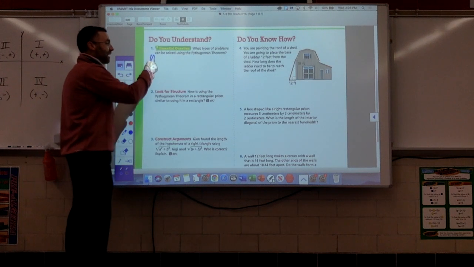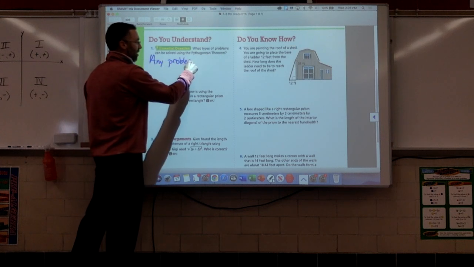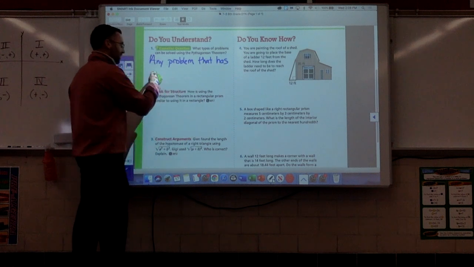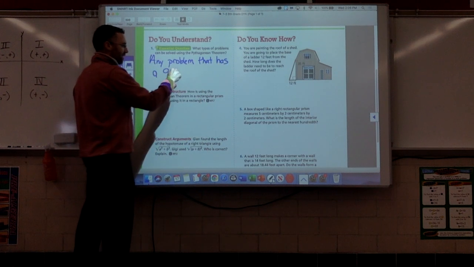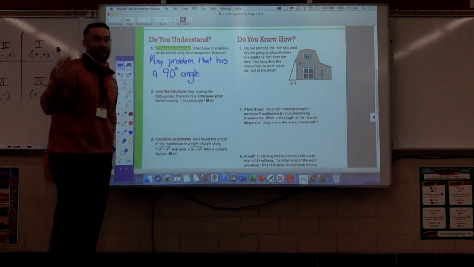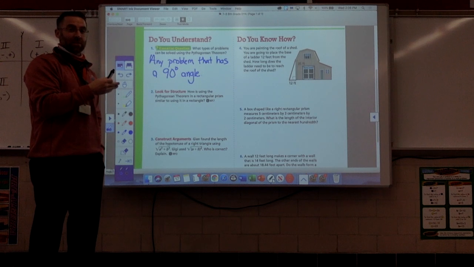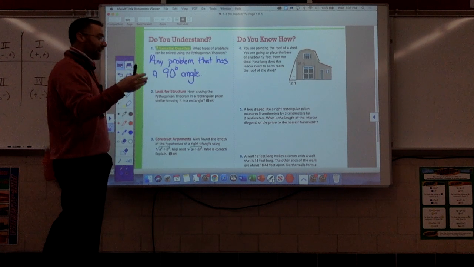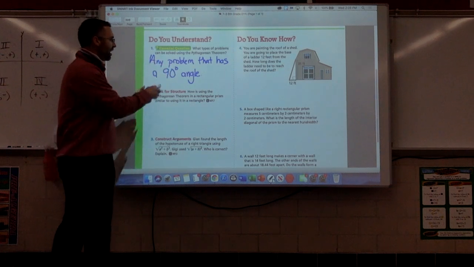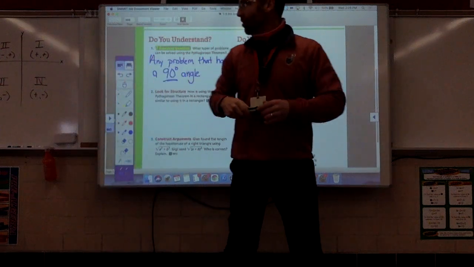What types of problems can be solved using the Pythagorean theorem? A. Any problem that has a 90-degree angle. Looking for right triangles, folks. If we can create a right triangle, that's where we talk about rectangles: can you create a right triangle out of a rectangle? Absolutely.